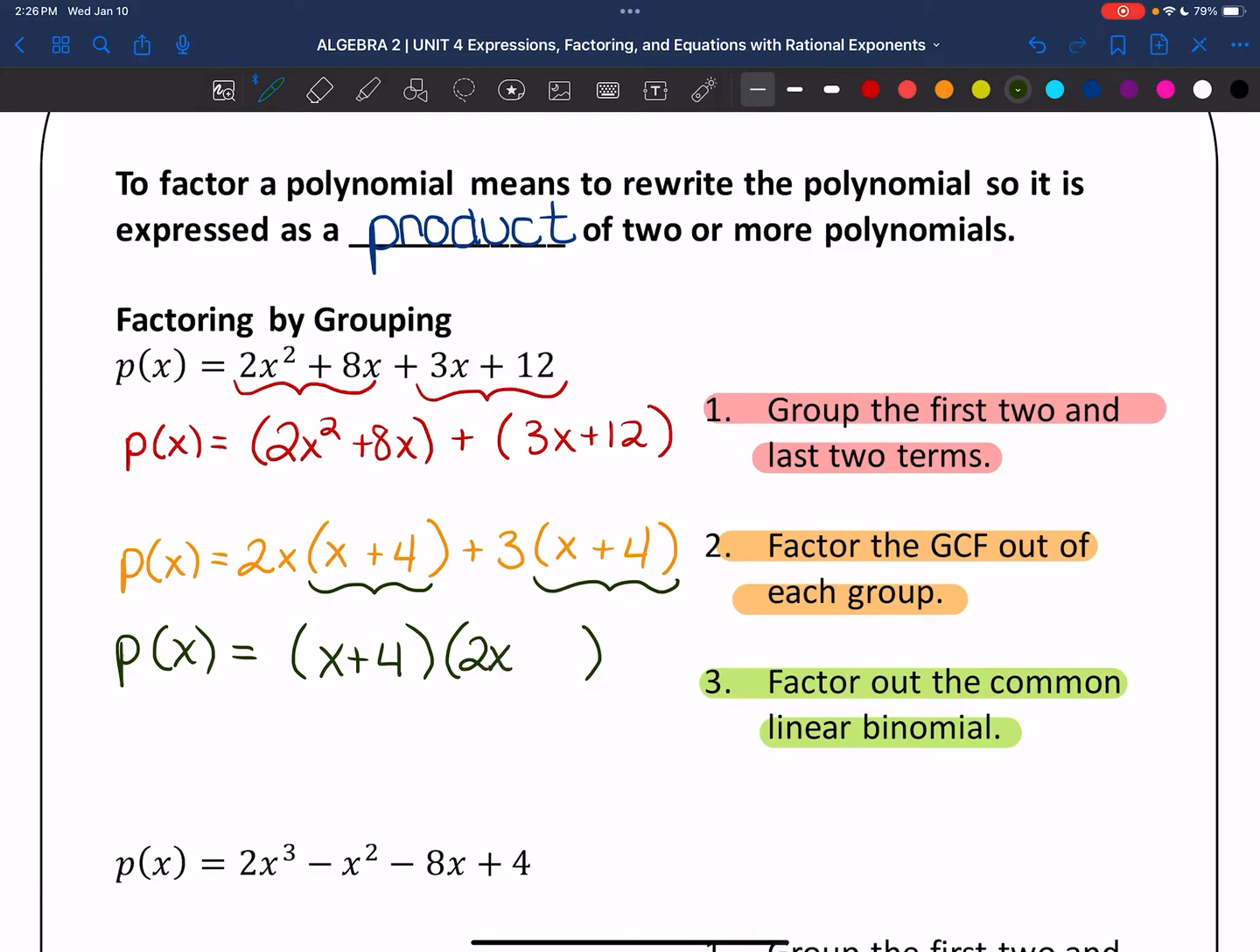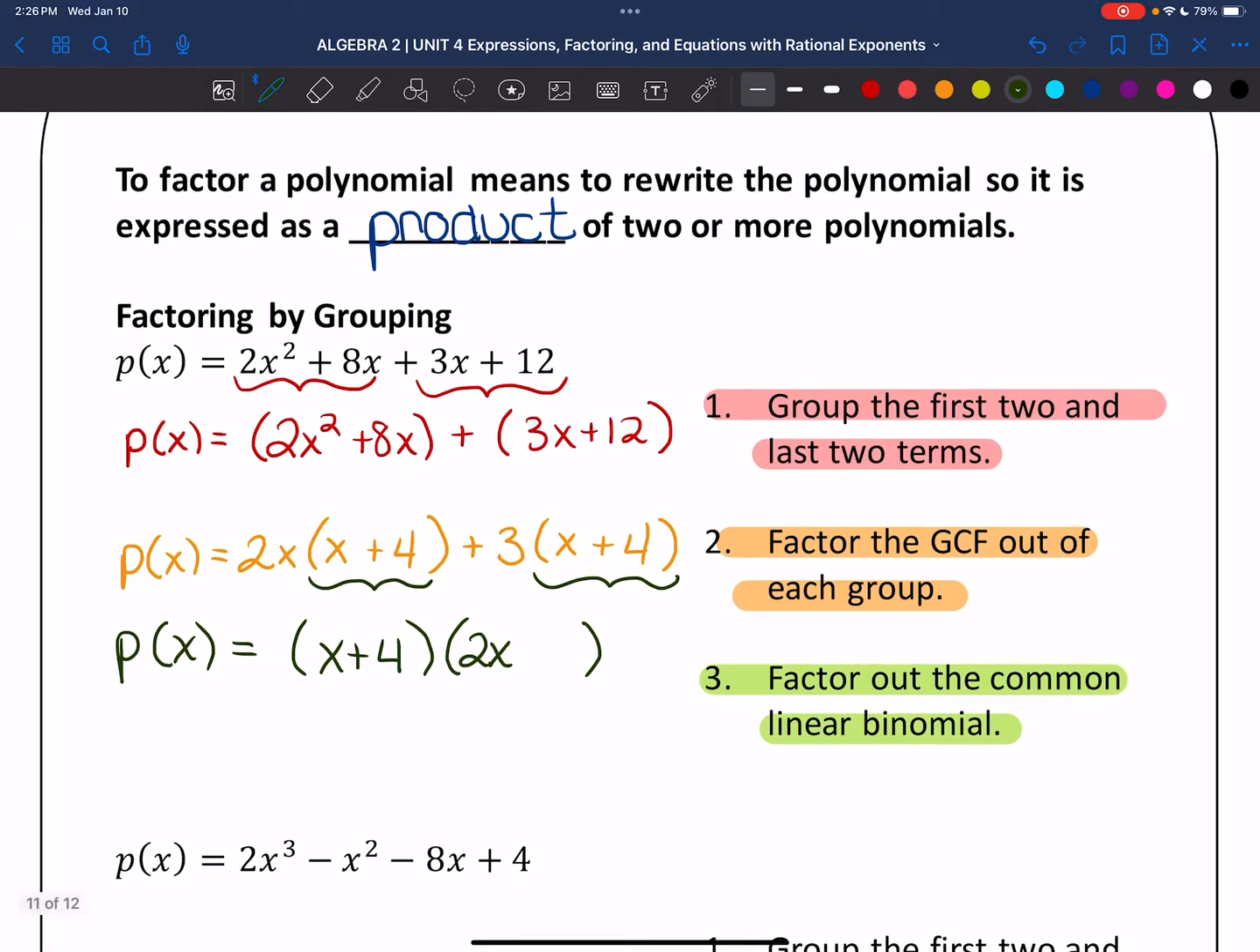Well, in front of the first one, we had a 2x. So if we pull that out, all that would be left is the 2x. And from our second group, what are we pulling? If we divide this out, what is left is just the 3. And so there we have it, ladies and gentlemen. This is undoing our distribution.